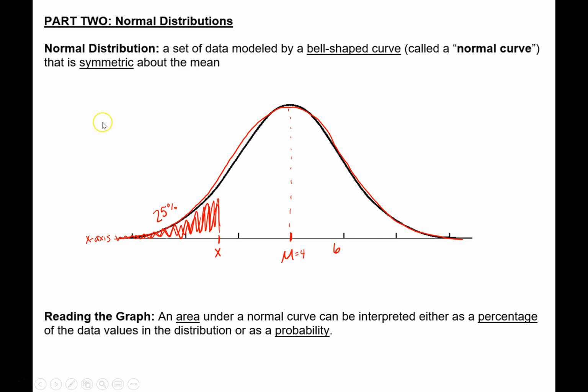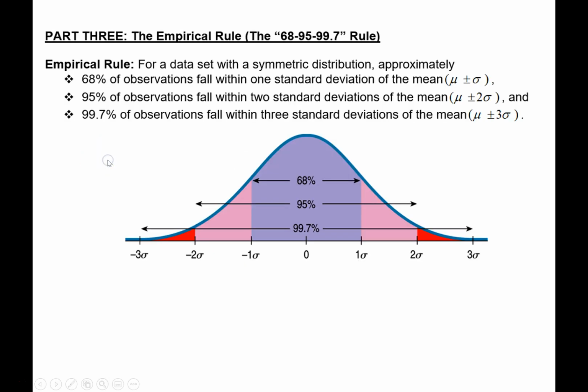But to help us with that, there is this really great rule called the empirical rule. Sometimes it's also known as the 68, 95, 99.7 rule. And this is something that you're going to have to memorize because it's going to make everything super easy if you have these numbers in your head. It is non-negotiable today.